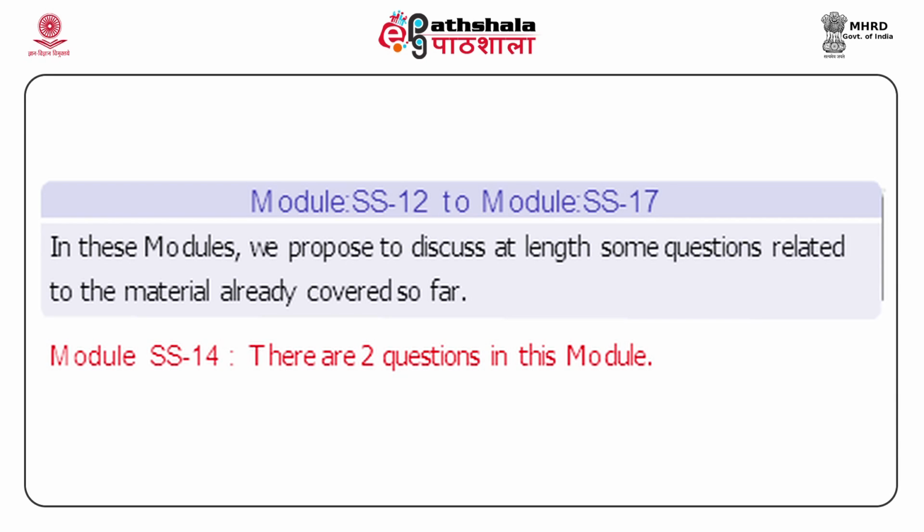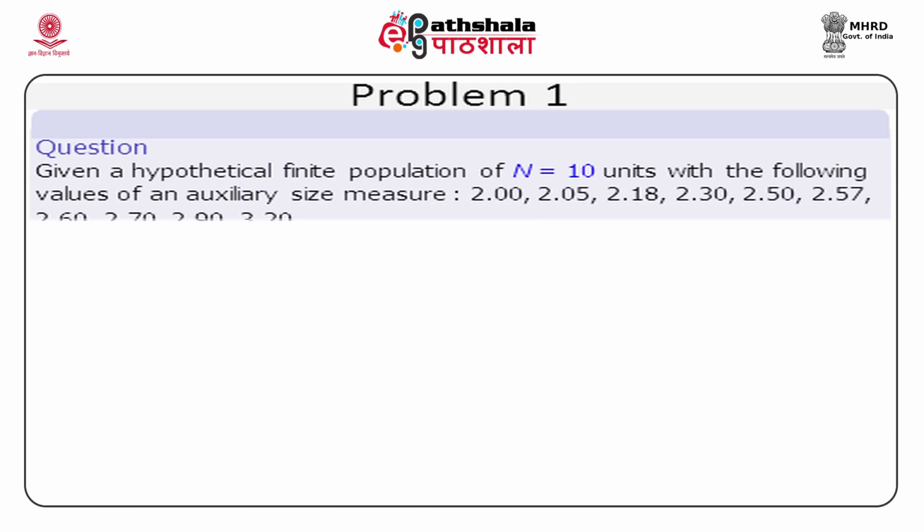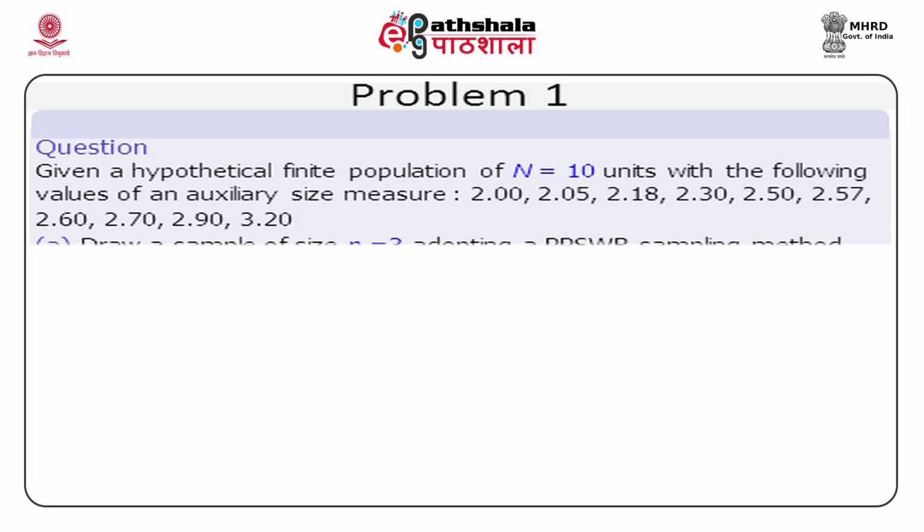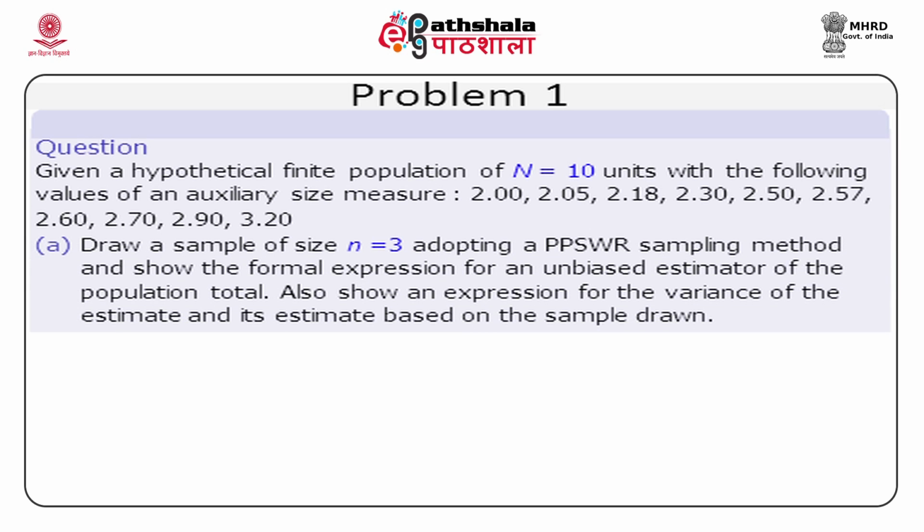So, let me read out question number 1. Given a hypothetical finite population of 10 units with the following values of an auxiliary size measure 2.00 etc., you have all the 10 values. Draw a sample of size 3 adopting PPS with replacement sampling method and show the formal expression for an unbiased estimator of the population total. Also show an expression for the variance of the estimate and its estimate based on the sample drawn.